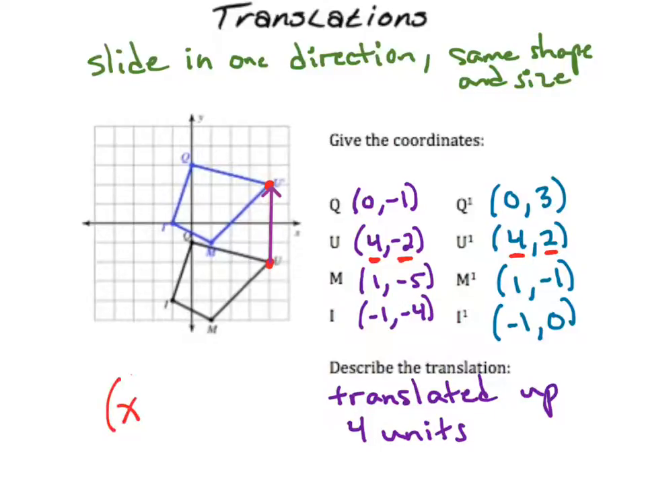So we could describe this as to go from polygon QUMI to our second polygon, x doesn't change, but what happens to our y values? We add 4 each time. And hey, if we're translating it up 4 units, we're adding 4. Perfect. All right. And look at this. X didn't change, and y changed by adding 4.